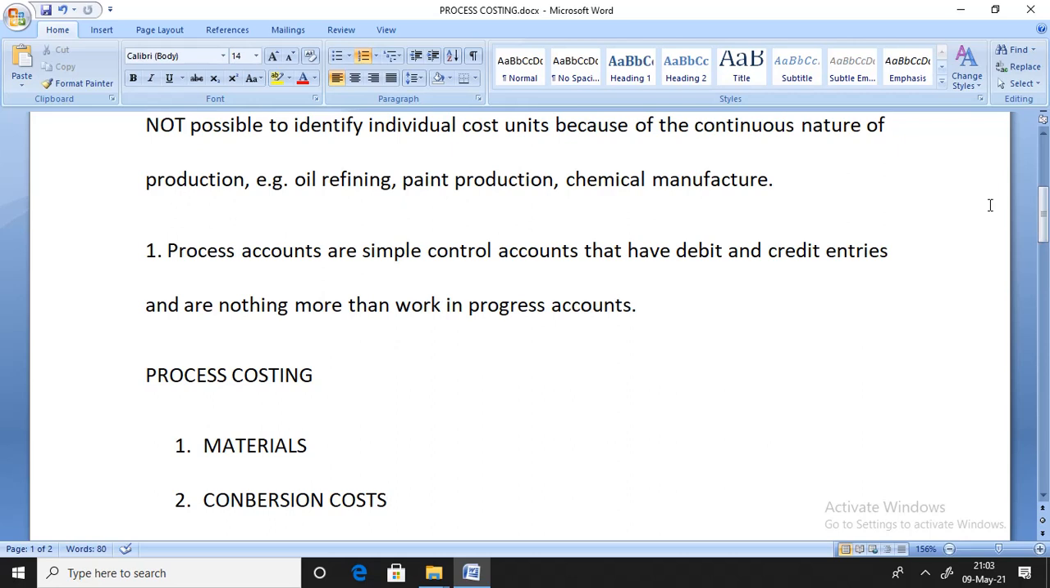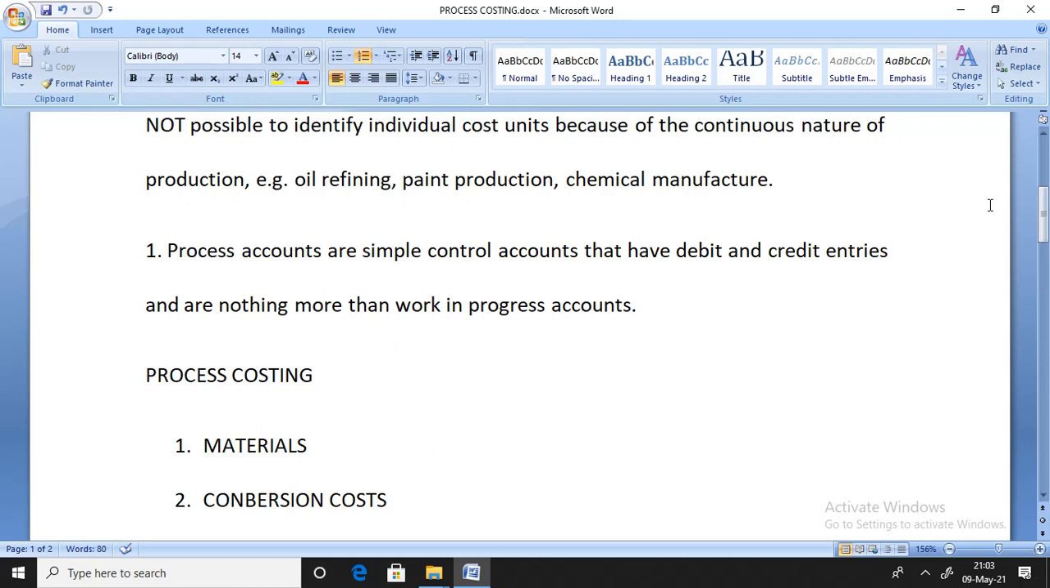So a process account with debit and credit, I'll be able to show you how the process account is done with the debits and credits. But basically with the debits, you are looking at recording whatever inputs go into the process, that includes the material that you have used in that particular process, plus the conversion costs that you have incurred in the process of converting the raw materials to finished goods.